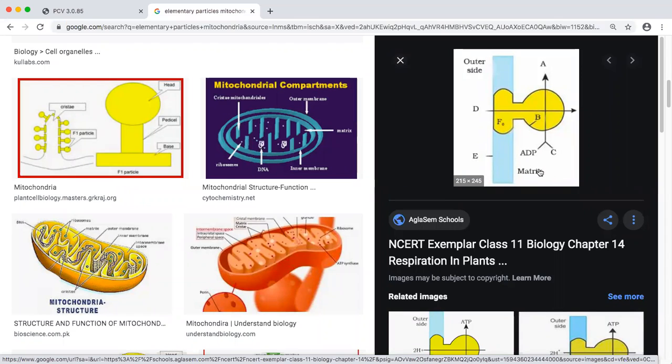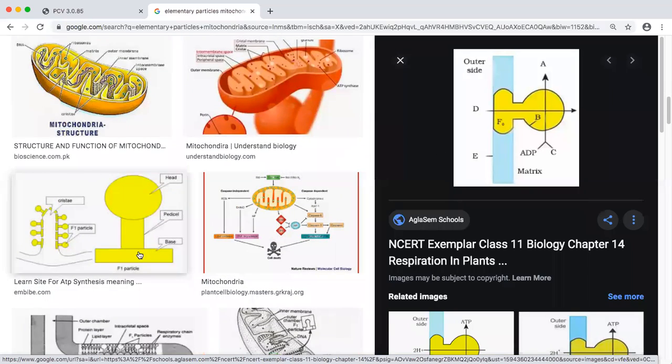This is the matrix. Here you are having a component which is attached with the membrane. That part is called as F0. This head like structure which you are able to see here is the F1 particle. So we call them as F0, F1 ATPase. Why? This is a combination of F0 and F1. These put together, this entire yellow structure is called as what? Elementary particle or oxysomes.